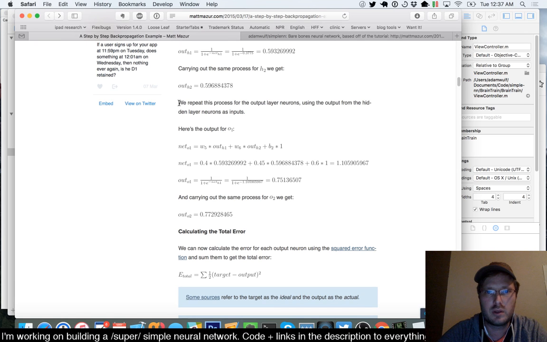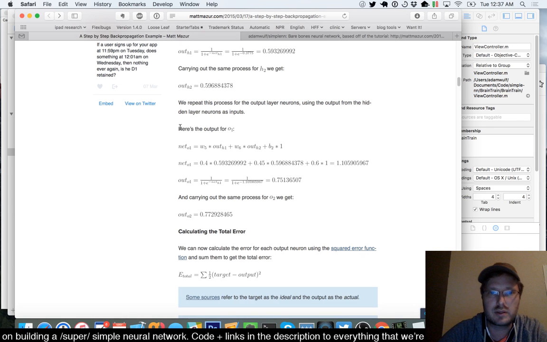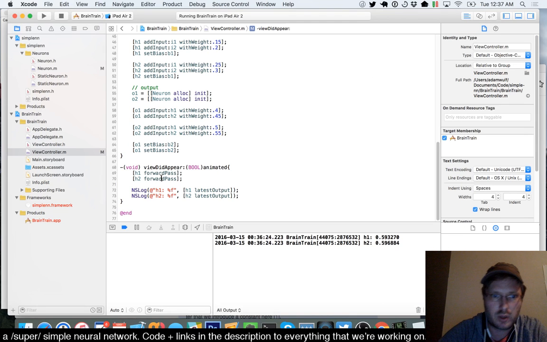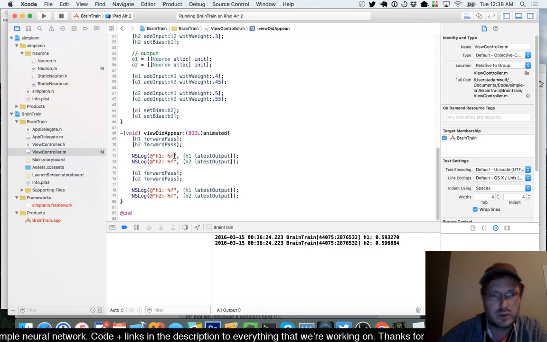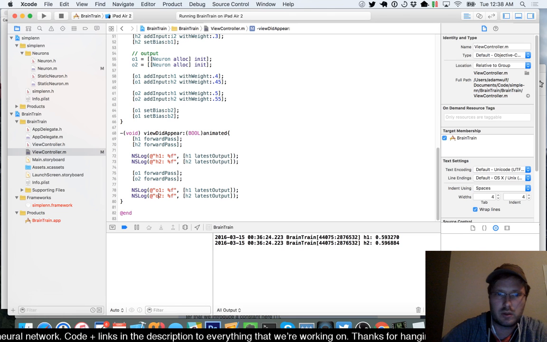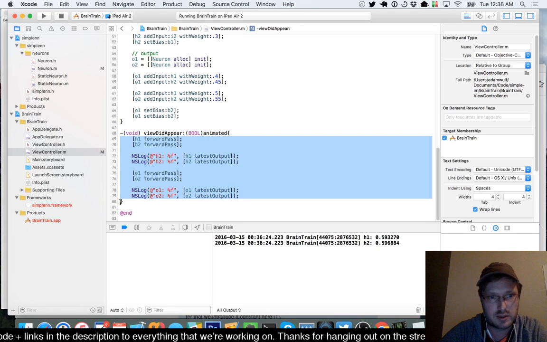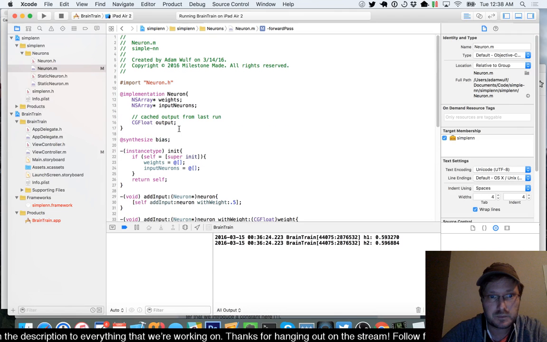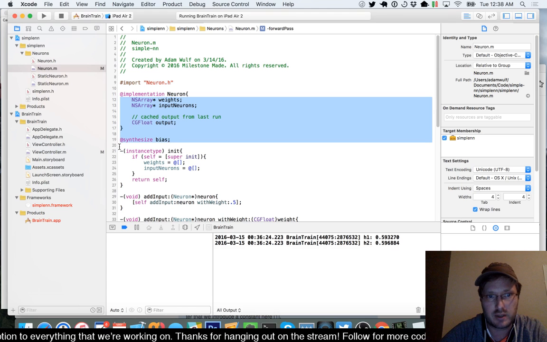Okay, so now we repeat this process for the output layer neurons using the output from the hidden layer. So here's the output for O1. We're calling this in order, right? So we do a forward pass for O1 and O2. What I'm expecting is that this should just happen, since we already know it works. I should explain how the neuron works. A neuron has a bunch of weights and an output that it saves, and it also has a bias, right?